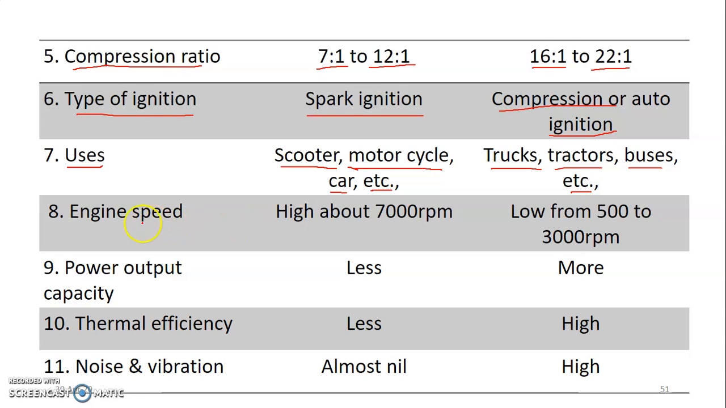When you compare the engine speed, which engine has high speed? Here the petrol engine is high, about 7000 rpm. It can rotate at 7000 revolutions per minute. But the diesel engine speed is less, that is low, from 500 to 3000 rpm. So the speed of the diesel engine is less compared to the petrol engine.